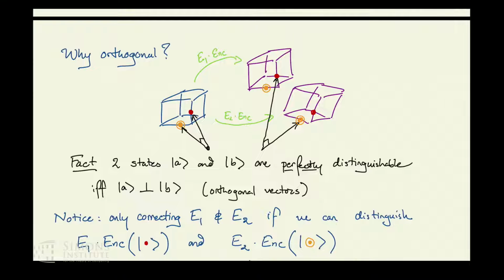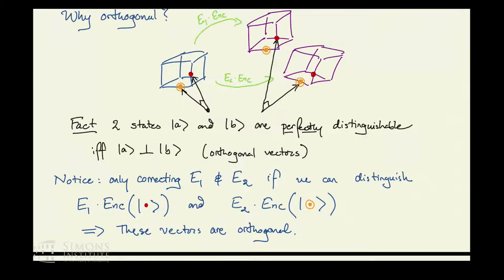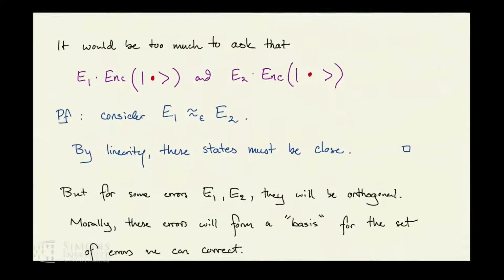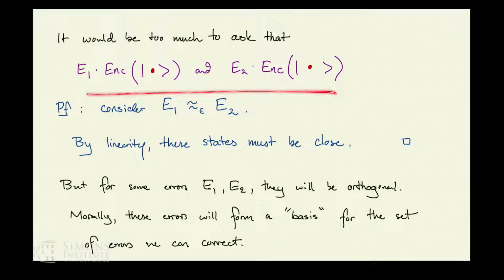This is because of what it means to be perfectly distinguishable in quantum mechanics. Two states are perfectly distinguishable if and only if they're orthogonal. If they're orthogonal, then there exists some way of distinguishing the states. If they're not orthogonal, then the best you can do relates to the cosine of the angle between them. So it says you're only correcting these errors if you can distinguish these two things perfectly and you get the orthogonality.